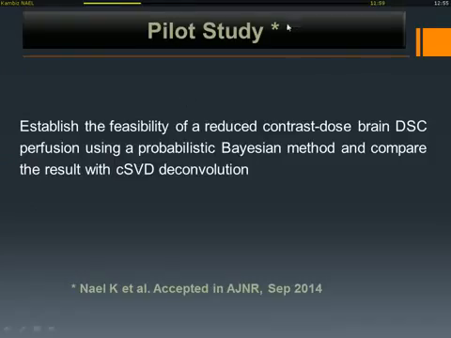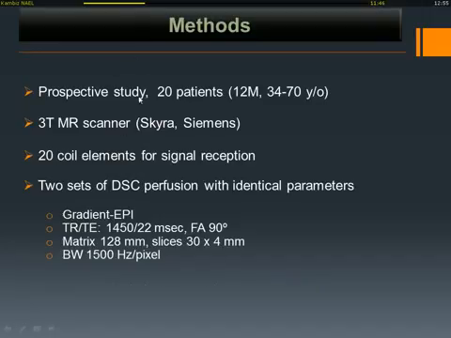So this was a pilot study that we did to establish the feasibility of a reduced contrast dose DSC perfusion and compare the results between Bayesian processed images and cSVD deconvolution technique. This was a prospective study. We included 20 patients. We scanned them at 3T. We used the same sequence parameters for both the half-dose and full-dose scan.